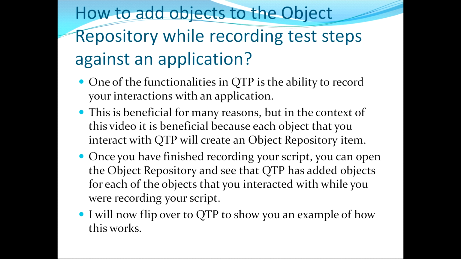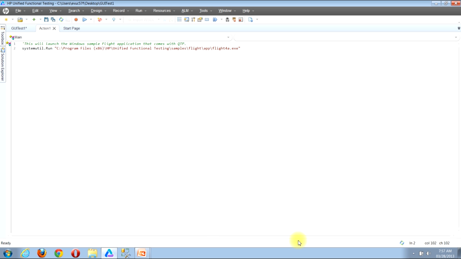I'll now flip over to QTP to show you an example of how this works. As you can see, I have already begun the outline of a basic script, and on line 2, what I have is a systemutil.run command that will launch the Windows sample flight application that comes with QTP. For more information on how to use the systemutil.run command in your scripts, feel free to watch one of my other videos where I go into more information on that.